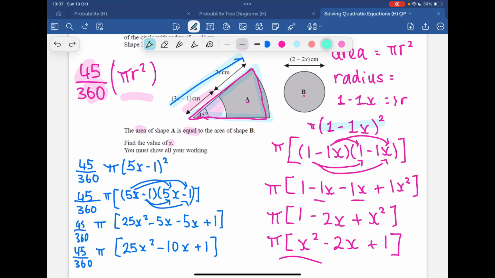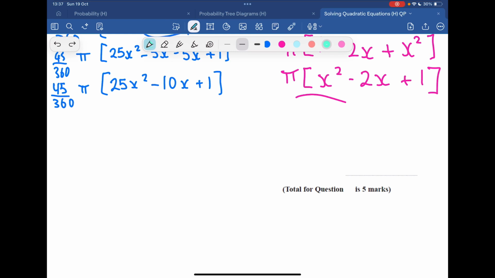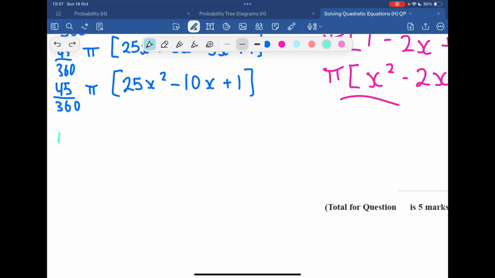I'm going to do this in a different colour. So we now want to work out this. The only difference here is the radius. As you can see, this angle applies to this whole shape. So we're just going to do exactly the same thing. 45 over 360 pi. This time our radius was that 3x minus 1. And remember, this is squared.